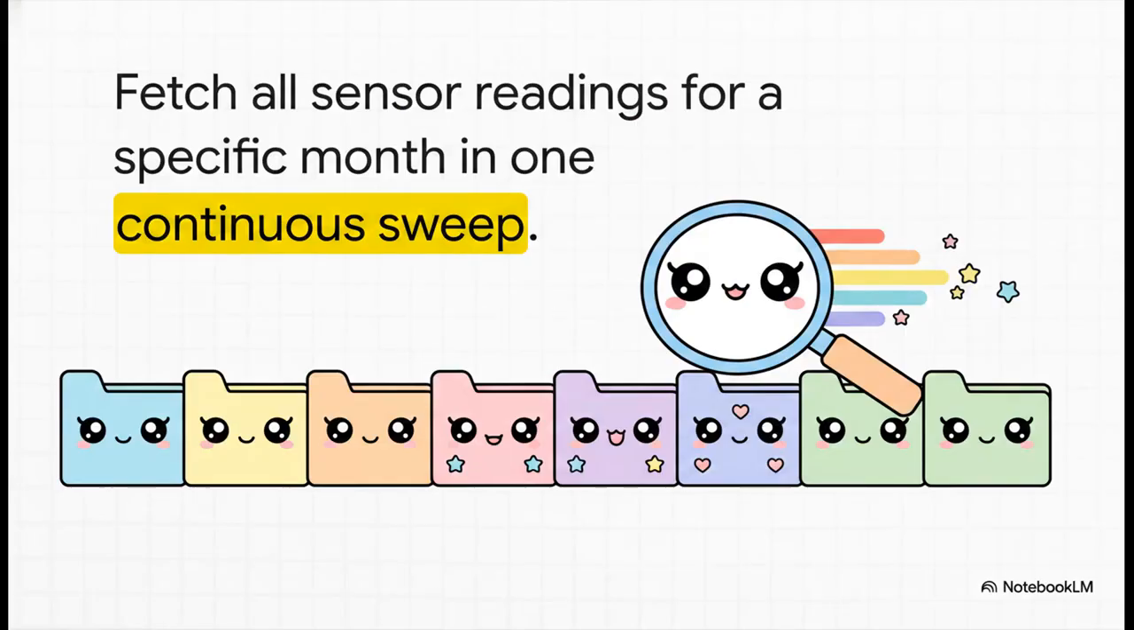So the real superpower here is that because the keys are kept in a perfectly sorted order, reading sequential data is incredibly fast. Just imagine an application tracking a bunch of internet-connected sensors where the primary key is a timestamp. If you want to fetch every single sensor reading for the entire month of October, the database doesn't have to hunt around. It just performs one continuous, super efficient range scan across the specific partition holding October's data.